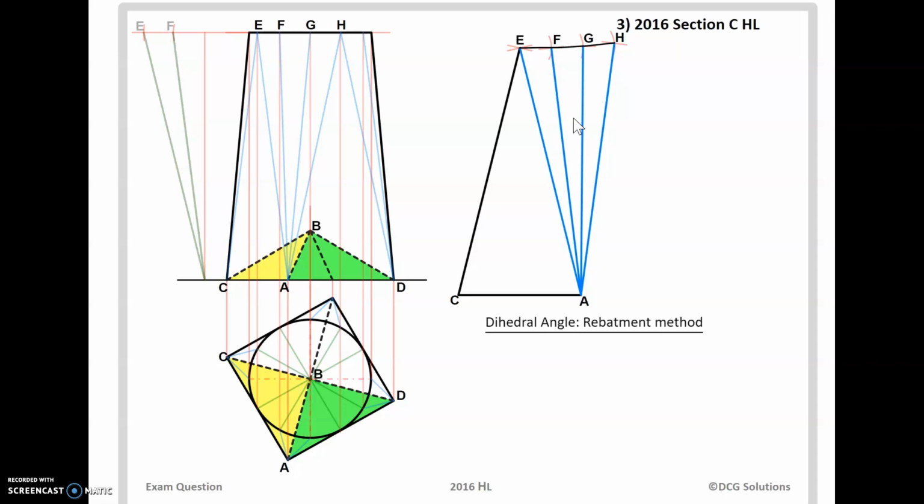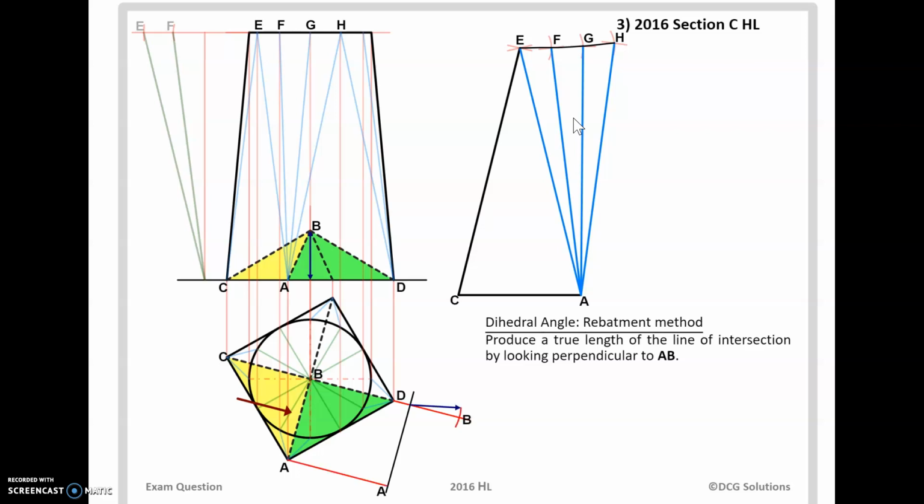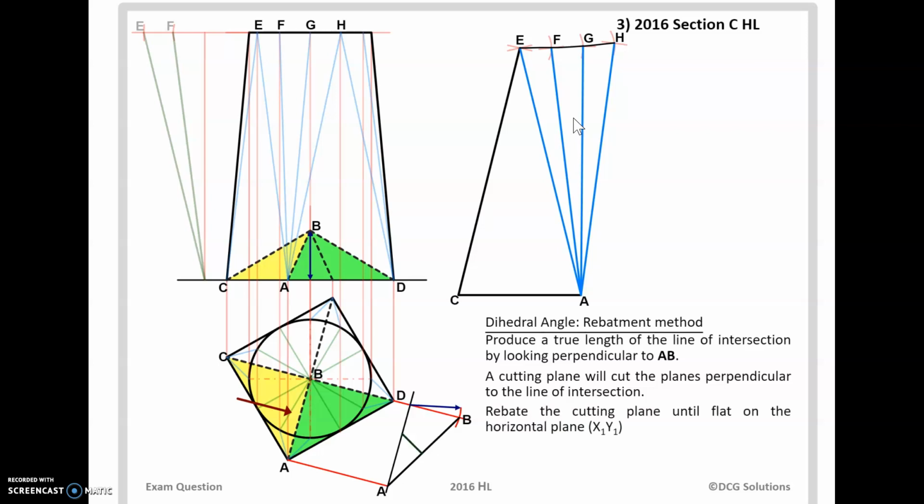Okay, dihedral angle now. All right, so there's two methods of this. There's the rebatment method and there's the method we always use as well, looking at it perpendicular. I'll go through this method very quickly. You don't need to do this method, you can do the method we always do. So produce a true length of the line intersection by looking perpendicular to AB. Okay, so we're looking perpendicular. A cutting plane will cut the planes perpendicular to the line of intersection. So rebat the cutting plane until flat on the horizontal plane. Okay, so we're going to rotate this down.